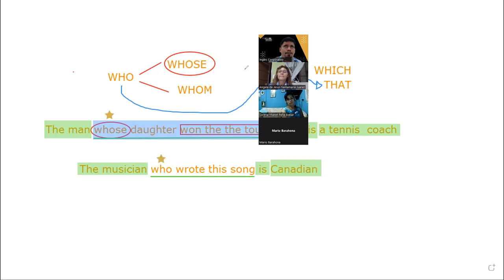So if we have a sentence, for instance, the one that we have there, the musician who wrote this song is Canadian, and we want to replace that relative pronoun, is it possible? We can use, instead of who, the musician that wrote this song is Canadian, and it's going to be correct. But let me use a different sentence with a thing, for instance. I'm going to write this sentence: the car that Jason bought.